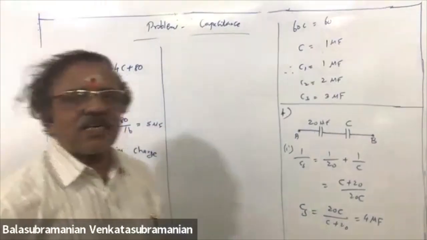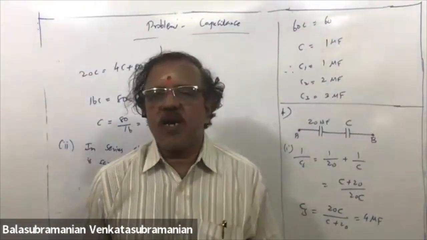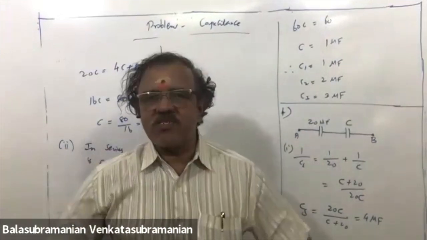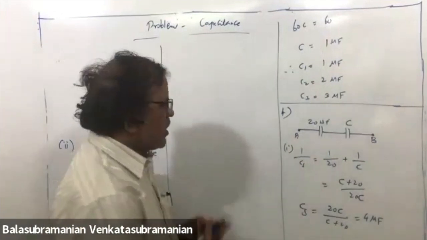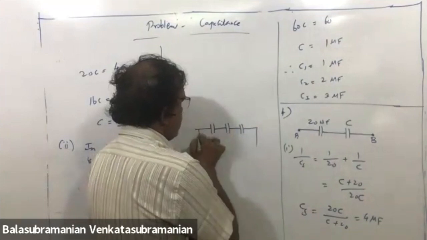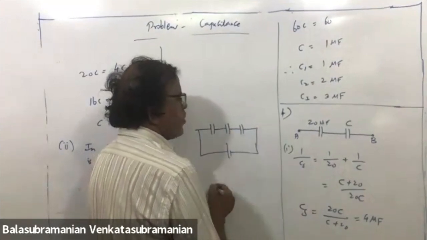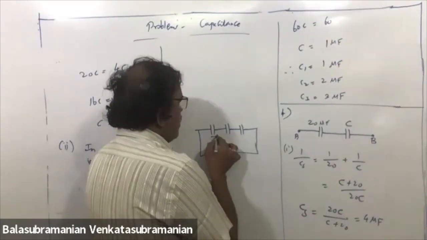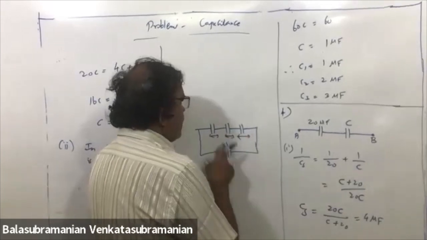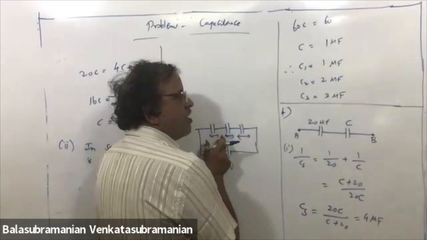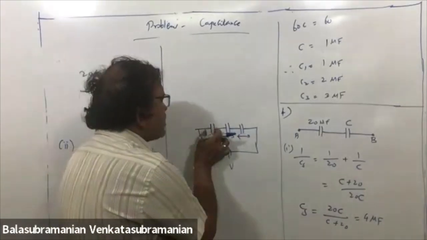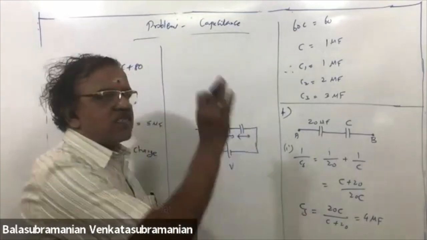In parallel connection, potential difference is equal. In series connection, charge is equal. So this is the basic concept. When you connect the capacitors in series with a potential, this potential V is divided into V1, V2, V3 here. Whereas the charge across these three capacitors is the same.